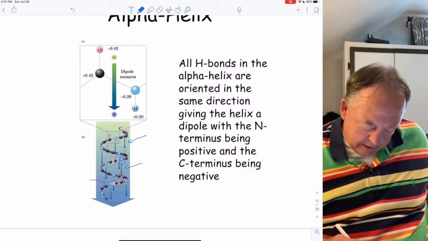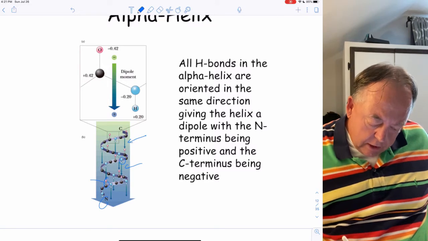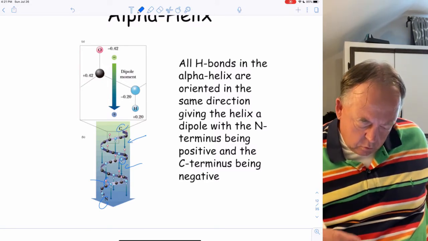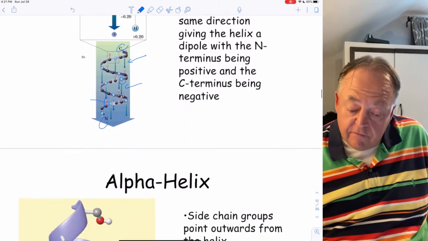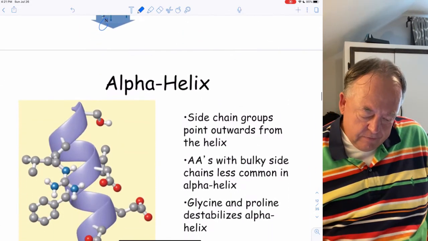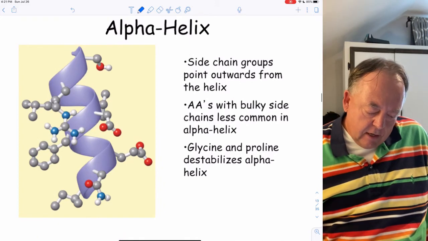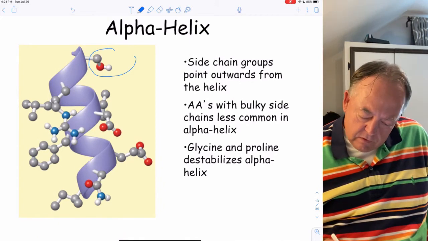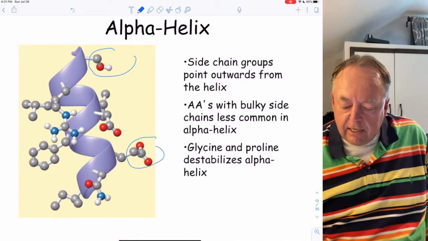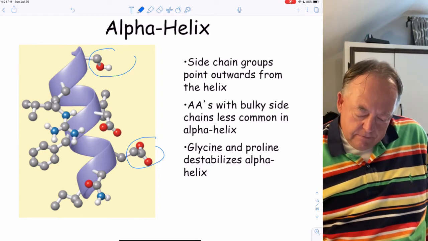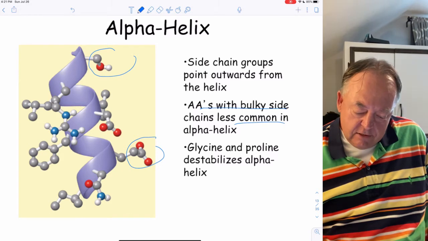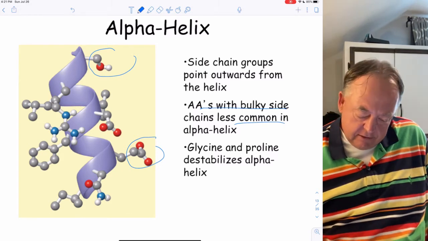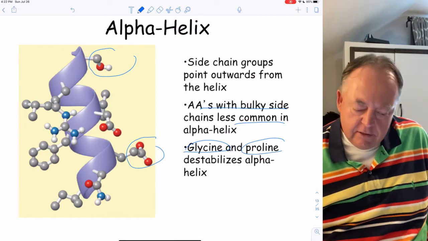So this is from the N terminal to the C terminal, is the way that alpha helix is illustrated. So that's a very common feature in proteins. And so in these alpha helices, they typically have side chains on the outside. So it's not very common to have really bulky amino acids on a side chain in the alpha helix, and glycine and proline would destabilize the alpha helices.